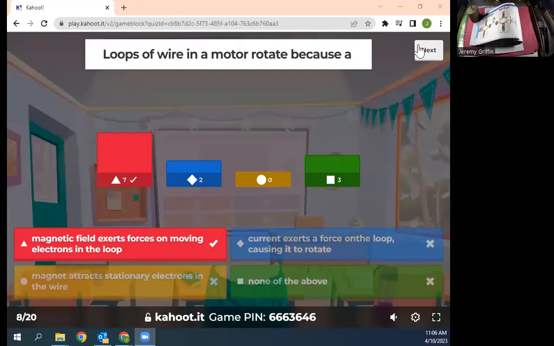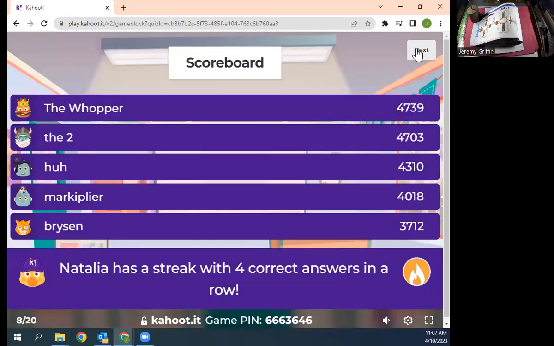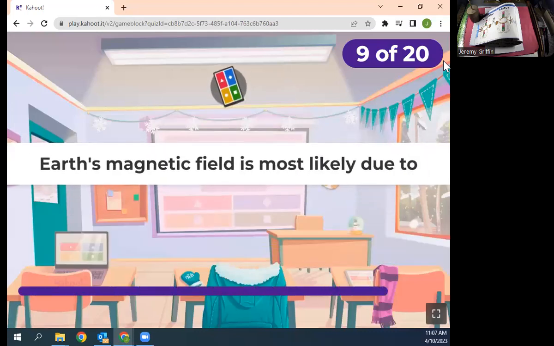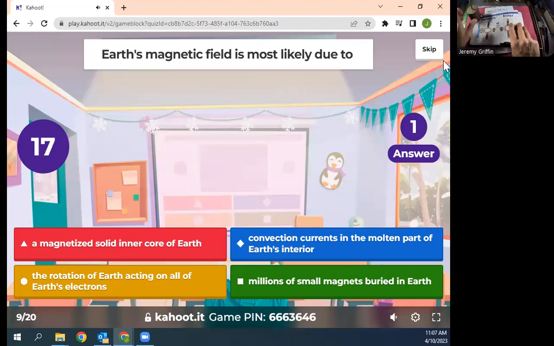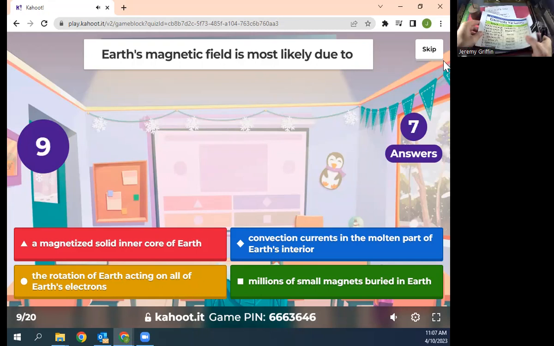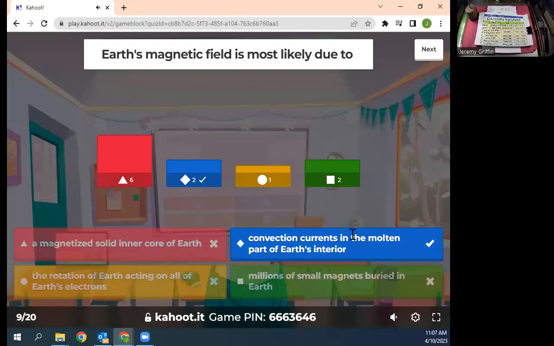Right, electromagnetic induction. A magnetic field exerts forces on moving electrons. Moving electrons, that's a current. Right hand rule. Earth's magnetic field is most likely due to what? Yeah, convection currents in the molten part of Earth's interior. Only a couple of guys got that.